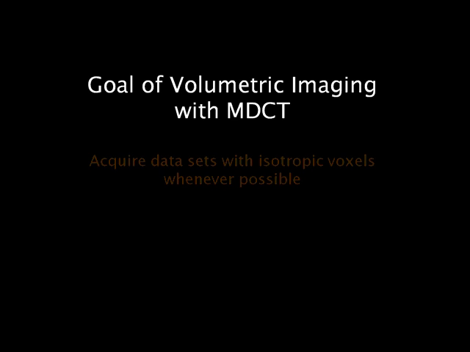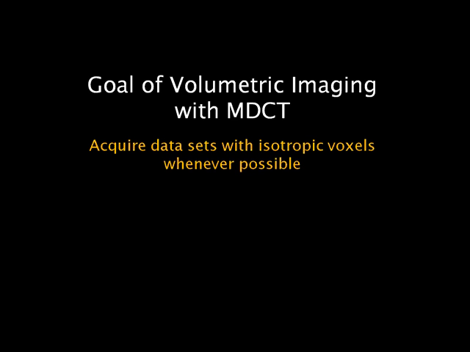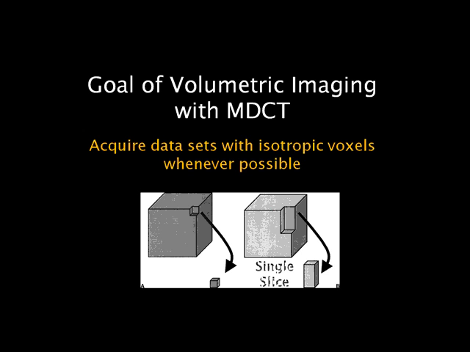The goal of volumetric imaging with MDCT is to acquire data sets with isotropic or near isotropic voxels whenever possible. Now in single-slice CT, the voxel is longer in the z-axis than in the x or y, and this leads to poor quality images for MPR and 3Ds. But in MDCT, an isotropic voxel is created. It is a cube measuring the same in x, y, and z planes. It allows for true 3D imaging with no loss of resolution.